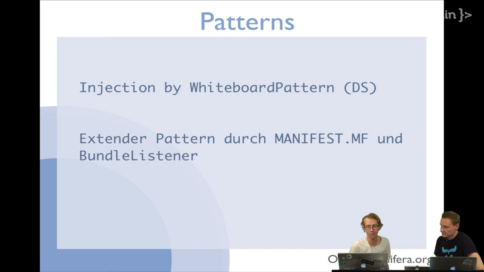There are two patterns. One of them is called the whiteboard pattern. It's about anybody needing an implementation for an interface. He doesn't have to be aware of who provides the interface. He just needs to use a service tracker or declarative services, and as soon as the service is available, the consumer will get an instance of it. It also works properly with distributed systems, remote service admin.